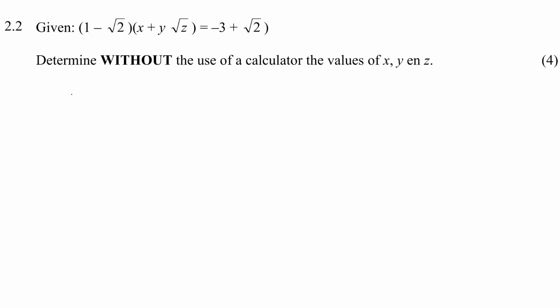It's quite weird. But anyways, what I'm going to do first is I'm going to divide this onto the other side. So we're going to end up with x plus y root z equals to minus 3 plus the root of 2 over 1 minus root 2.